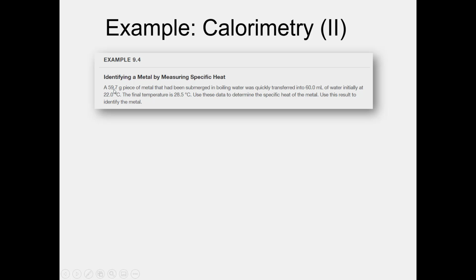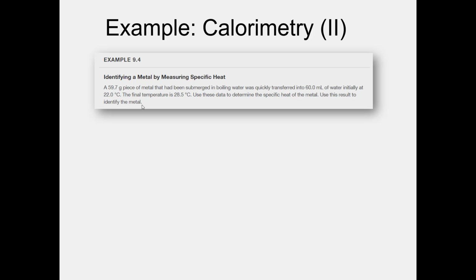A 59.7 gram piece of metal that has been submerged in boiling water was quickly transferred into 60 milliliters of water. The initial temperature of the water is 22.0 degrees Celsius. The final temperature of the water is 28.5 degrees Celsius. Use these data to determine the specific heat of the metal. Use this result to then identify the metal based on the value of the specific heat.